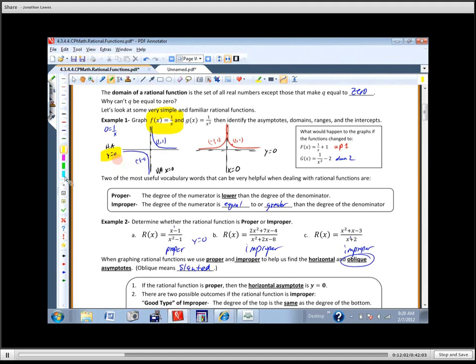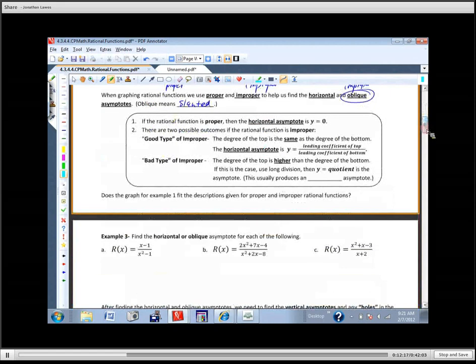Okay, let's take a look at this one right here. Proper or improper? Proper. So what's the horizontal asymptote? Y equals 0. And there it is right there. Okay? So if it's proper, it's really easy. You can just say, hey, the horizontal asymptote is y equals 0. Now here's the great part. Even if it's improper, it's really not that bad, okay?